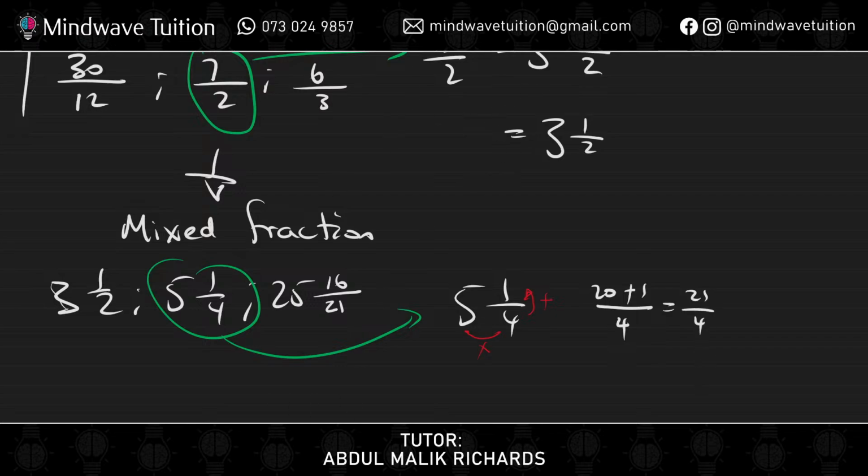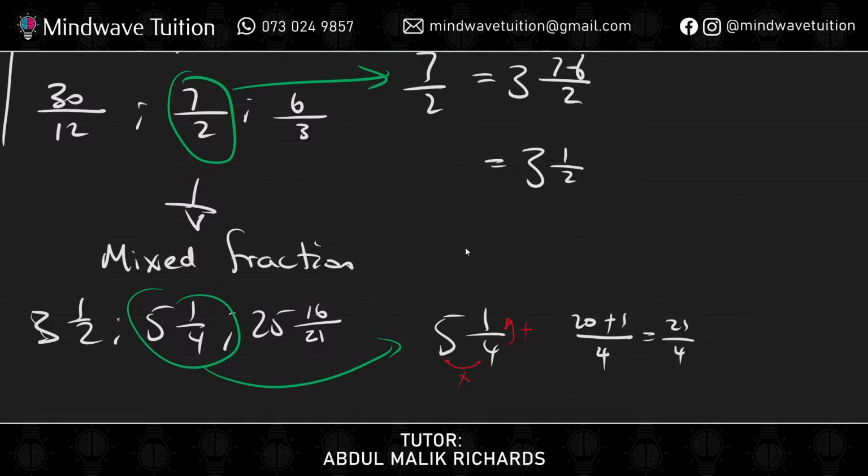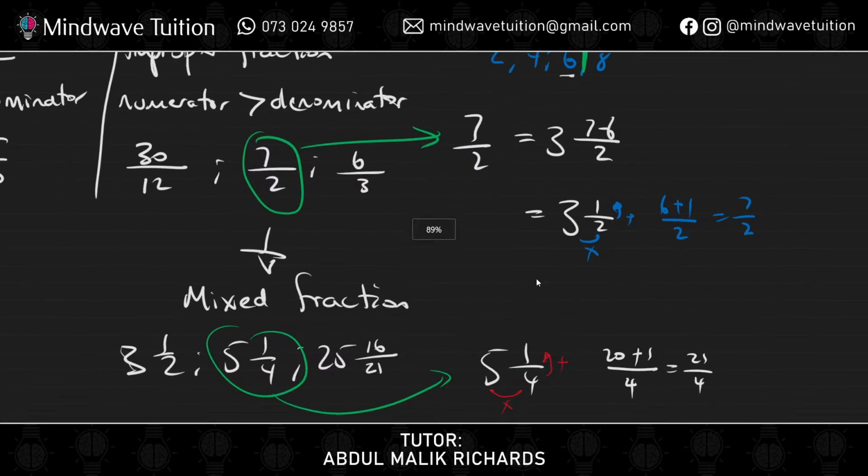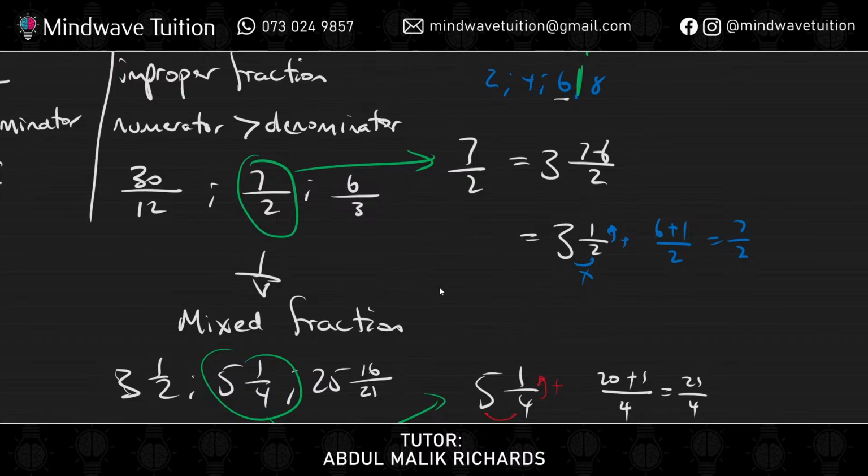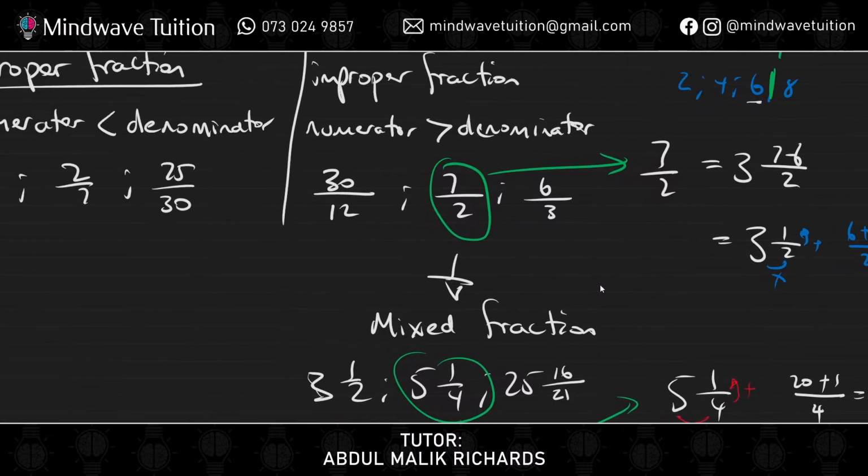We can do it here with the 3 and a half. So 3 multiplied by 2 is 6, and we must add that to the numerator, so plus 1, and the denominator stays the same. So 6 plus 1 will be 7 over 2, and we can see that it goes back to the 7 over 2 over there. So improper fractions and mixed fractions can be converted between the two. So those are the 3 ways that we can write fractions.